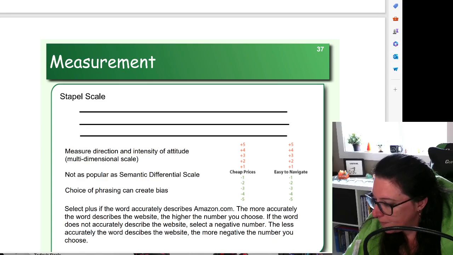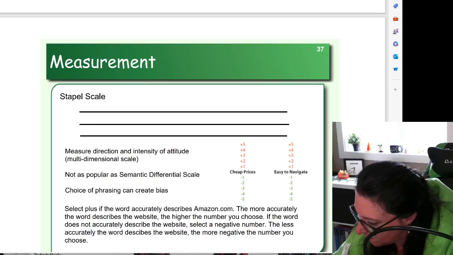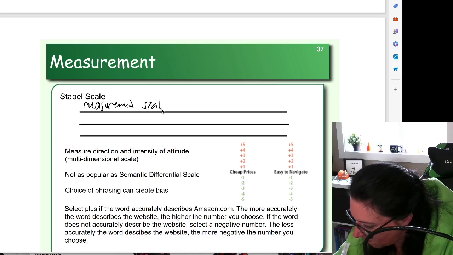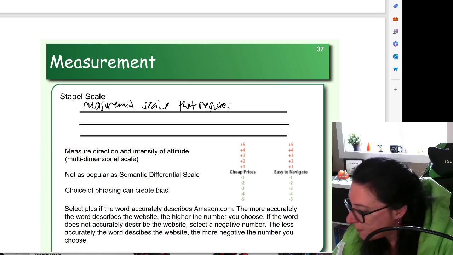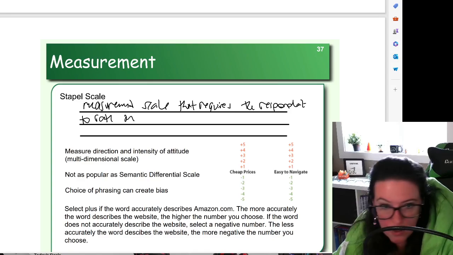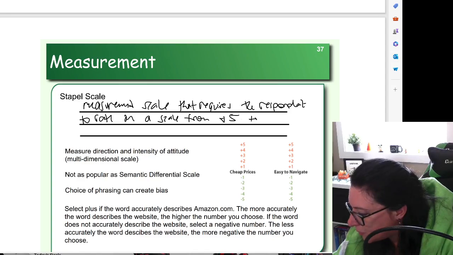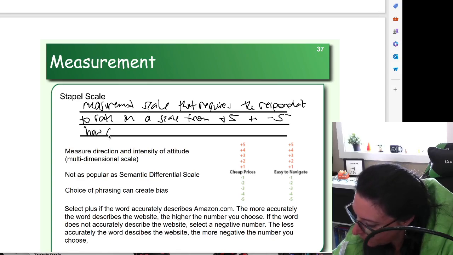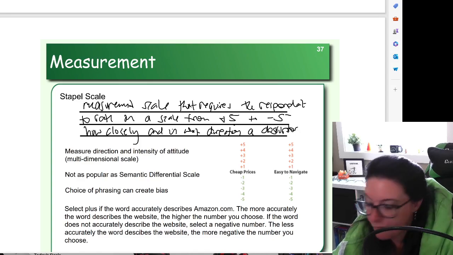A Stapel scale is a measurement scale that requires the respondent to rate on a scale from typically +5 to -5, how closely and in what direction a descriptor fits a given concept.